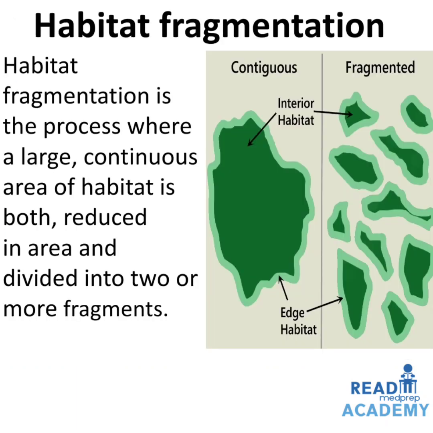Habitat fragmentation. Habitat fragmentation is the process where a large continuous area of habitat is both reduced in area and divided into two or more fragments. In the image on the right side, you can see a contiguous area with the interior habitat and the surrounding edge habitat. This is broken down into many fragments. This results in the loss of the biodiversity or driving away the fauna there.